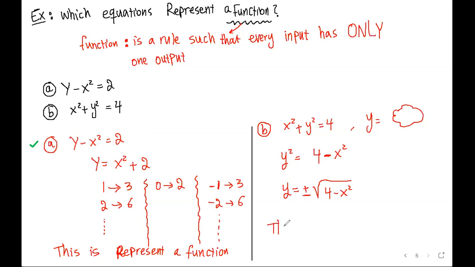Okay, this equation does not represent a function. Why? Again, because I have positive, negative. When I plug in the number, they give me two outputs. The first output is the positive square root of 4 minus x squared. And the second output is the negative square root of 4 minus x squared.